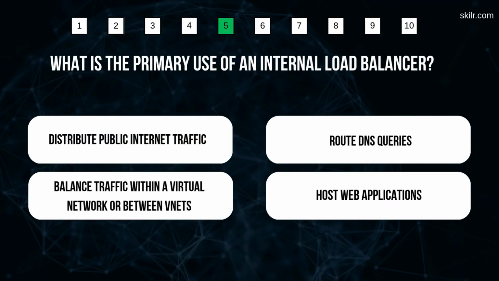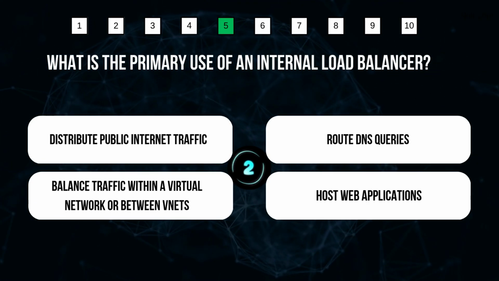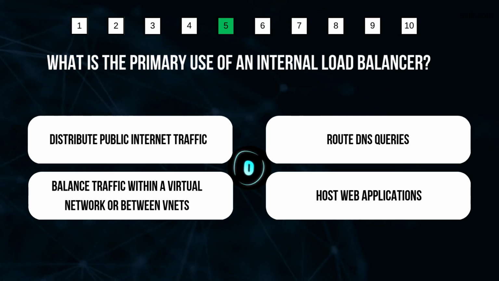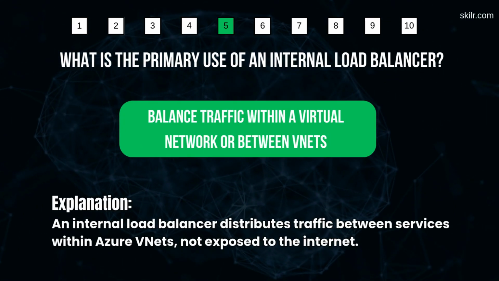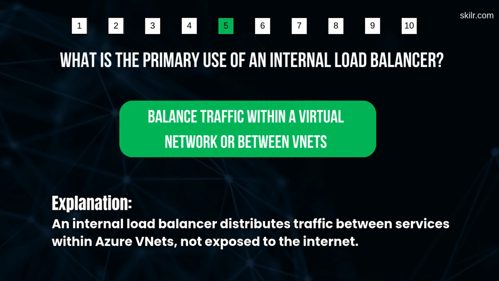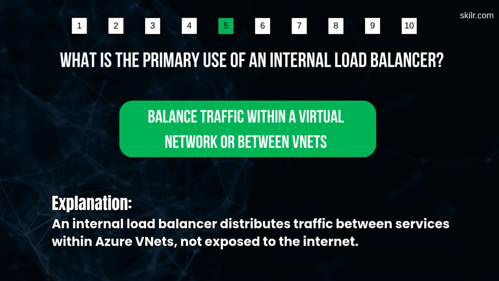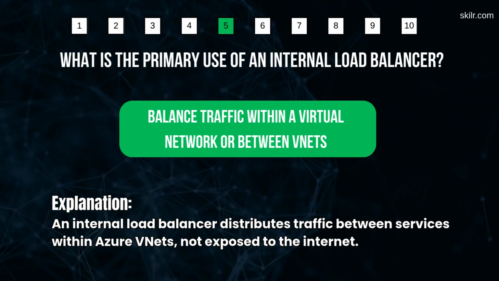Question 5. What is the primary use of an internal load balancer? The correct answer is balance traffic within a virtual network or between VNets. An internal load balancer distributes traffic between services within Azure VNets, not exposed to the internet.